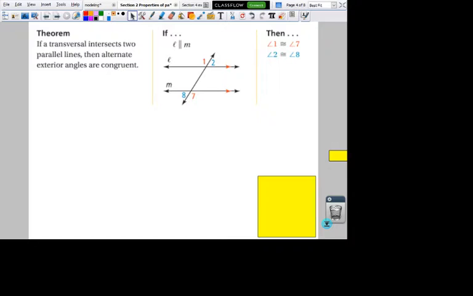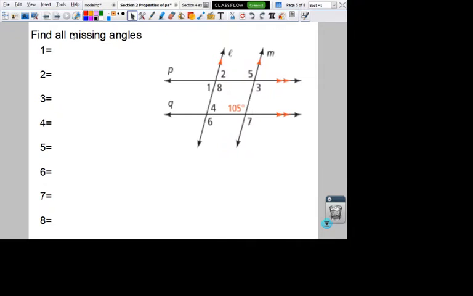Everybody have this down first, though? Anybody working on it? Alright. Okay, we're going to look at this shape right here, and I'm going to find all of these missing angles. I'm going to find angle 1 through 8. But when I do these, and I forgot to write this up here, you're going to find all angles and you're going to justify your answers.